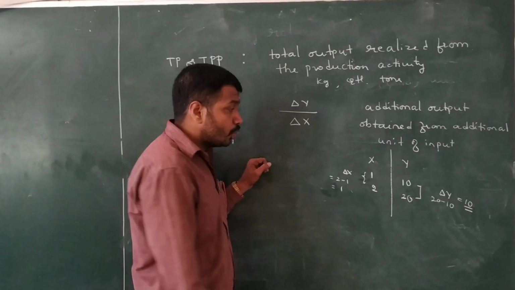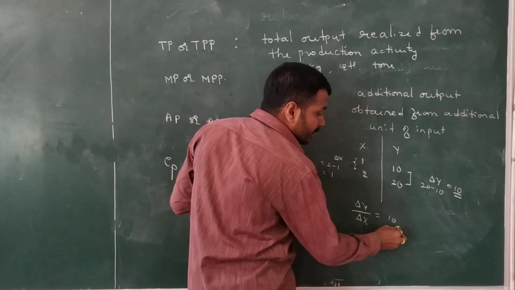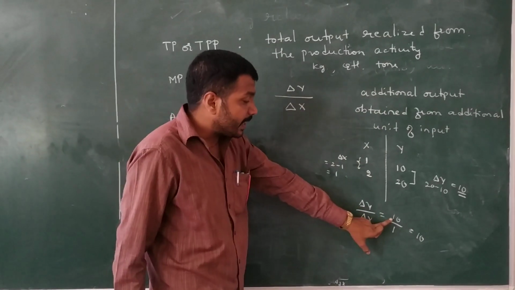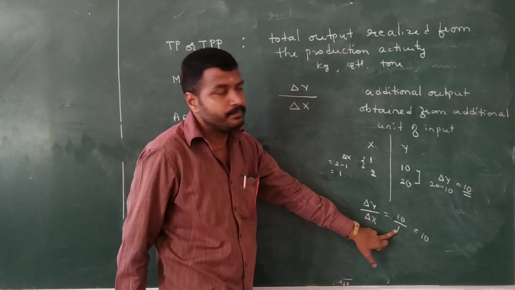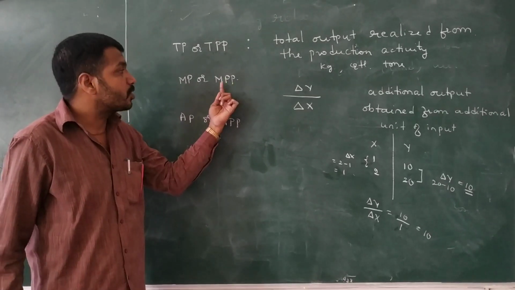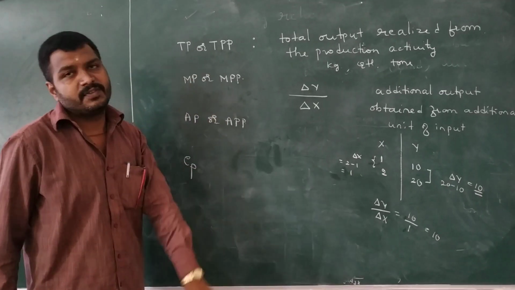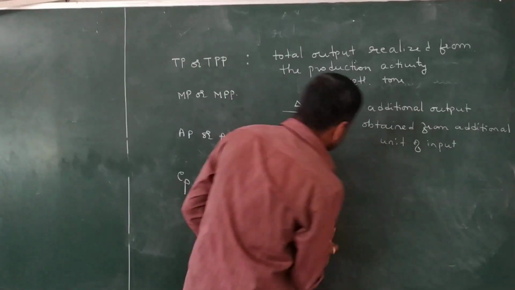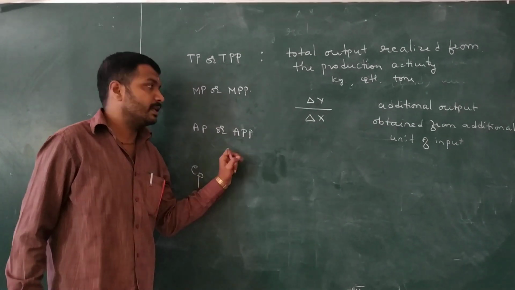Is it clear? So delta y by delta x is 10 by 1, which in our case is 10. It is the additional output obtained from the usage of an additional unit of input, which we call marginal product or marginal physical product. It is called physical product because the product is expressed in physical units. And the last concept is AP or APP, that is average product or average physical product.